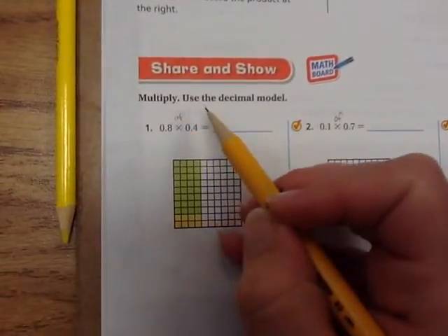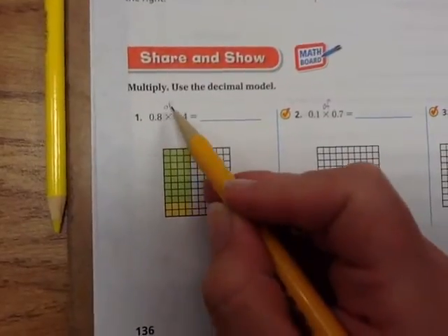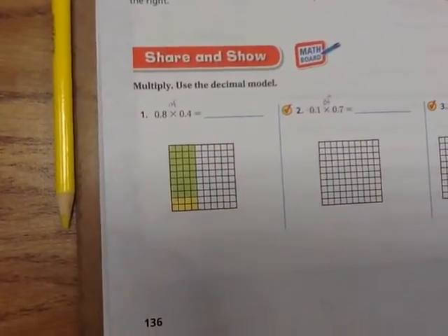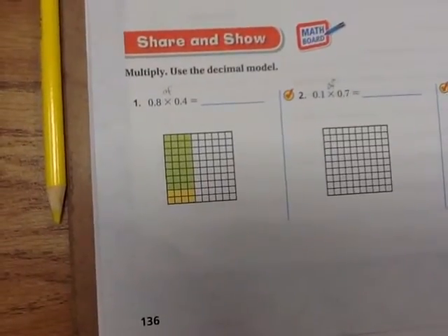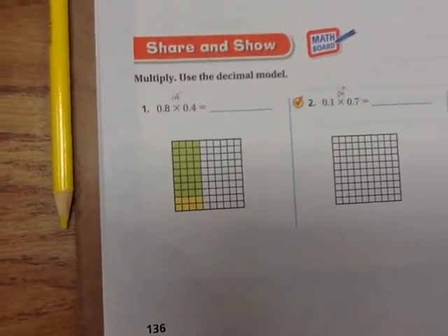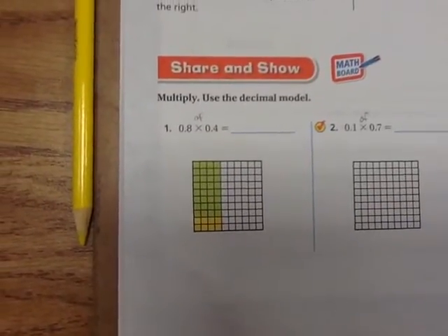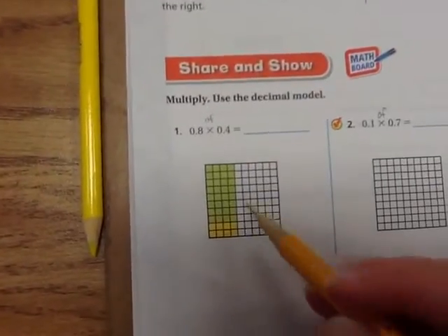What we got here, multiply, use the decimal model. We've got 8/10 times 4/10. You're like, wait, Miss White, we don't have it all the way overlapping. A lot of these models you're going to see, some of them do continue, and some of them do not, like we had. So you're like, how do I know which one's which?